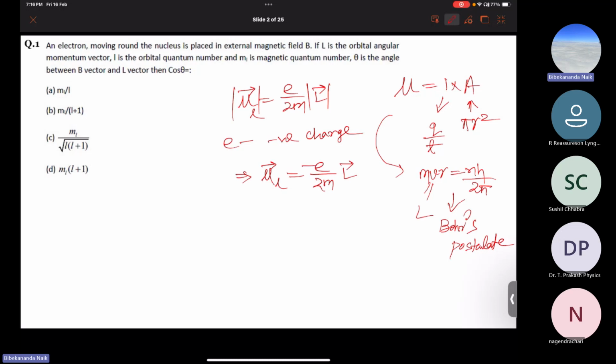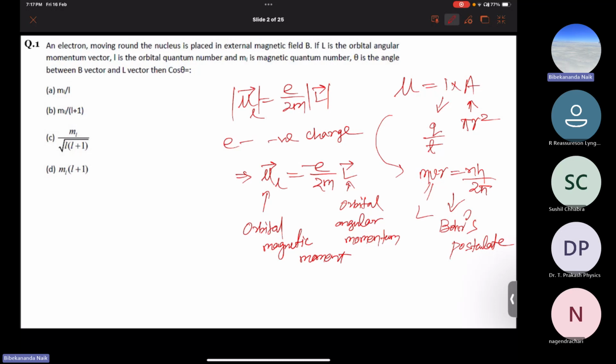So if you see, since the electron has negative charge, if the orbital motion of the electron is in one direction, then this is orbital angular momentum, and this is orbital magnetic moment. So if you see, both are oppositely directed.